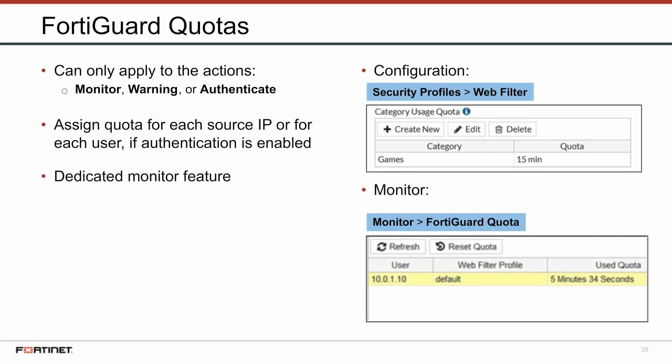If the authentication is not enabled, FortiGate automatically assigns quotas for each source IP, as the monitor feature shows. Now, let's take a look at how quotas work.